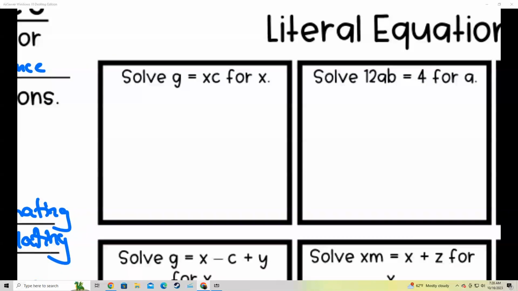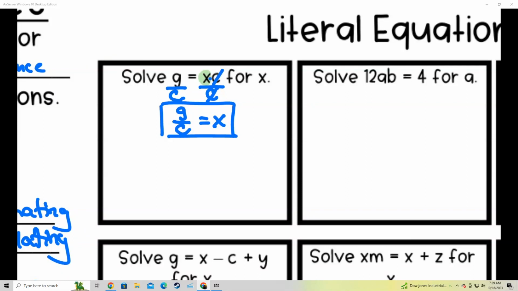So this is the one I want to get by itself. What's bothering that x right now? Well, there's that times c right next to it. Remember, there's an imaginary dot. What's the opposite of multiplying by c? The opposite of multiplying by c is dividing by c. I'm going to divide both sides by c. These c's are going to cancel. That's why I'm doing it. The x is going to be left by itself. And on the left-hand side, you just have a g divided by c. This is my final answer.